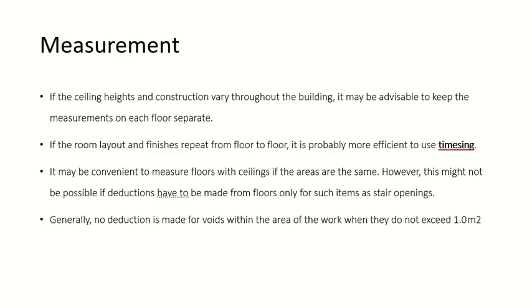If the ceiling heights and the construction are varying across different floors, you should do every room and every floor differently. But if they are the same, then you can use the time sink method and you can multiply different rooms together and different floors together as well. There is no problem. For area of the floor and the ceiling, normally they are the same.